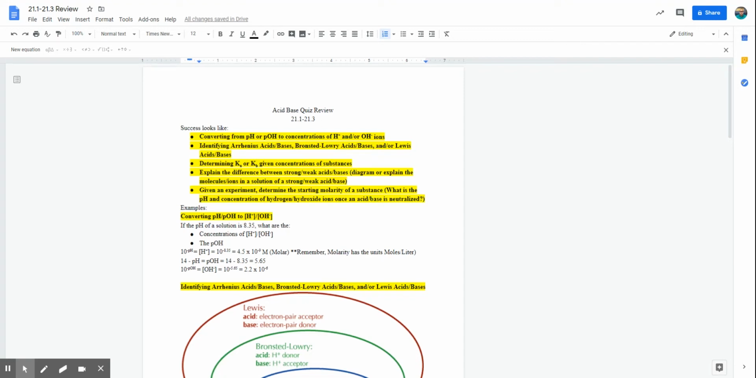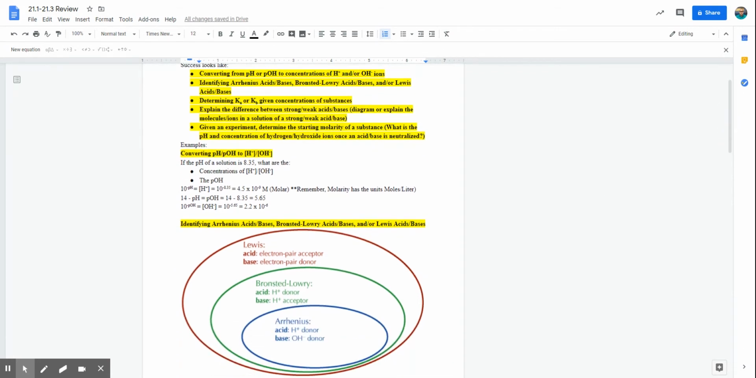All right, chem students, here is a small review for the acid-base quiz that's coming up. There are a couple items that you'll want to cover, and they're here under what success looks like. I'm just going to go over each one with examples. The first one is converting pH and pOH to hydrogen and hydroxide concentration.